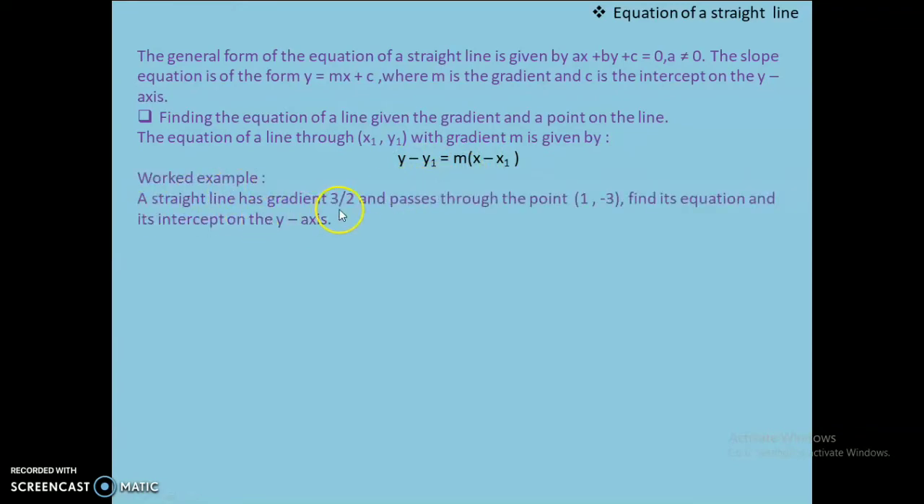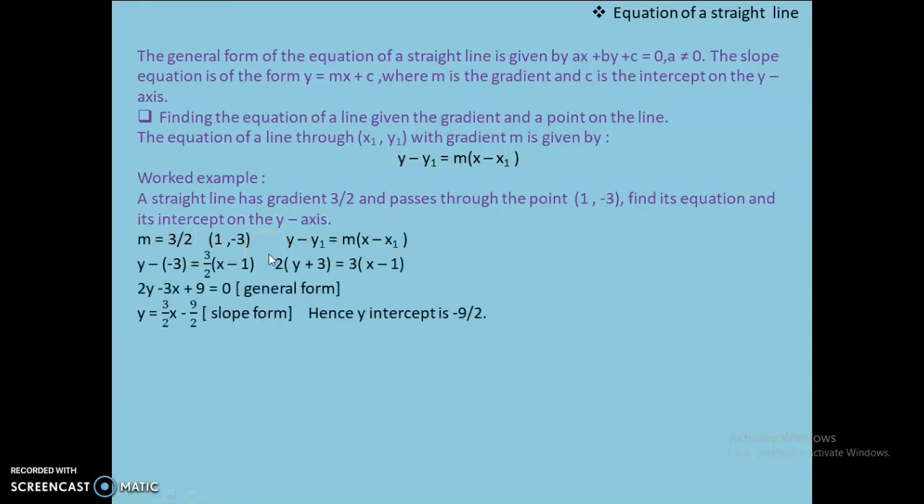Now a straight line has gradient 3 over 2 and passes through the point (1, -3). We have to find its equation and intercept on the y-axis. So then we state what we are given in the question, then we state our formula for it, then we substitute values into our formula, then we arrive at 2y minus 3x plus 9 should be equal to 0. Now this is the general form. Now making y the subject, we get the slope form, which will simplify it so that we can easily determine the y-intercept, which is -9 over 2.